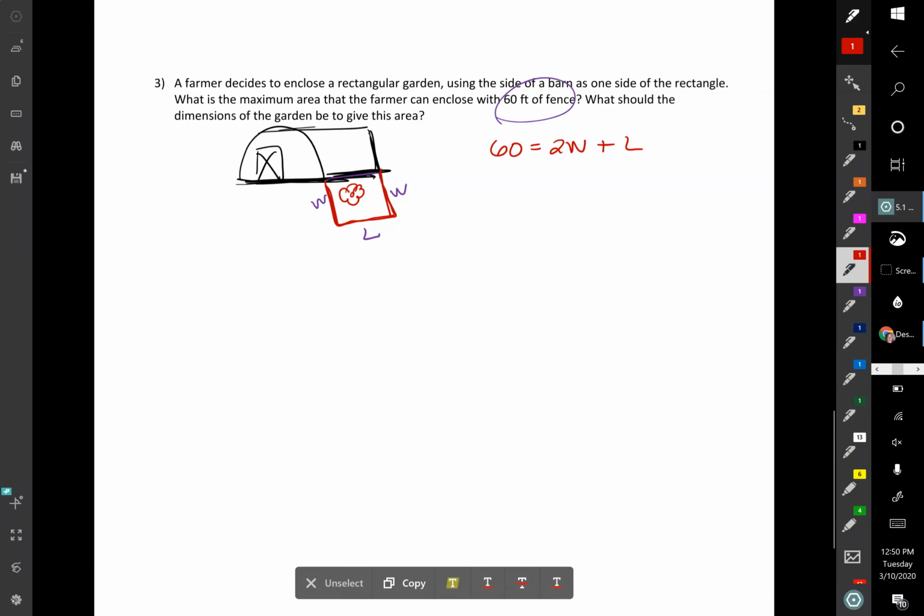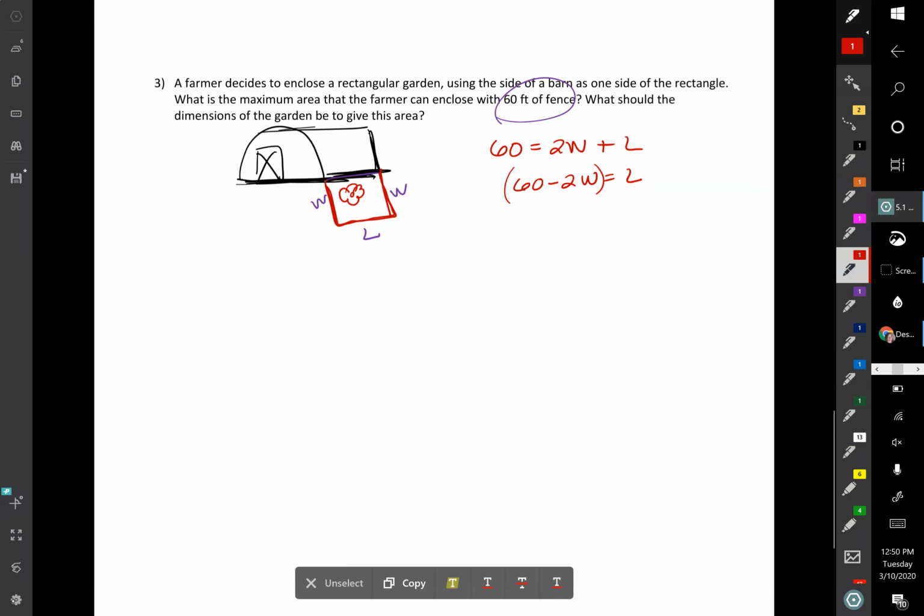Now I can solve for L in terms of W. I think that's the easiest route for me to go. And how I would do that is just subtract 2W from both sides. So I would have 60 minus 2W equals L. And we've done that before with literal equations.